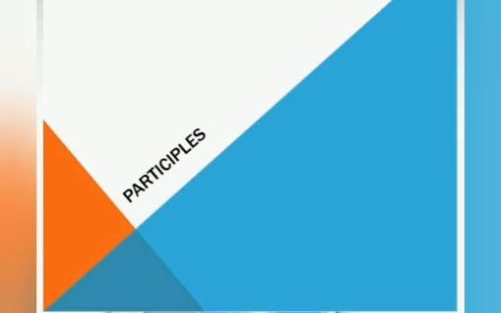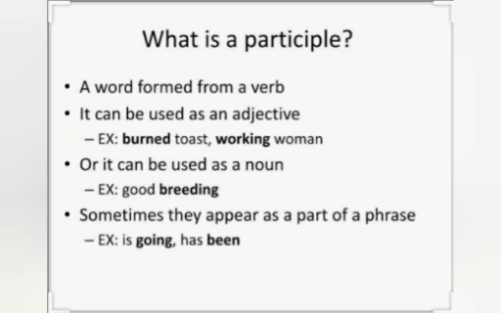Students, today we are going to study English grammar, a new topic called participles. So first of all, what is a participle? A participle is a word formed from a verb. Now it can be used as an adjective, as a noun, and sometimes as a part of a phrase.